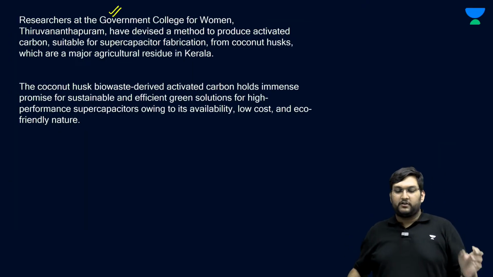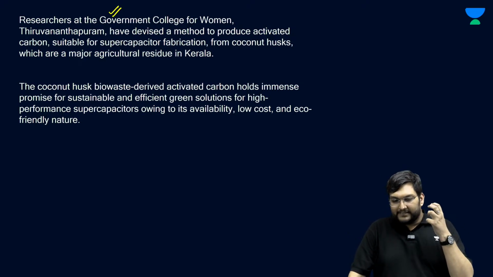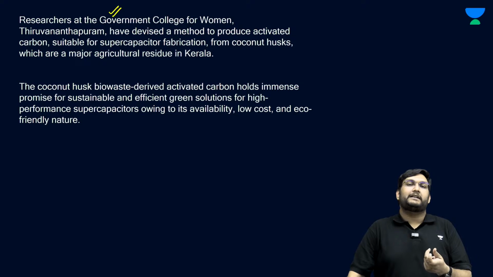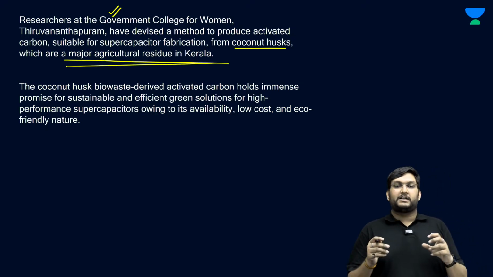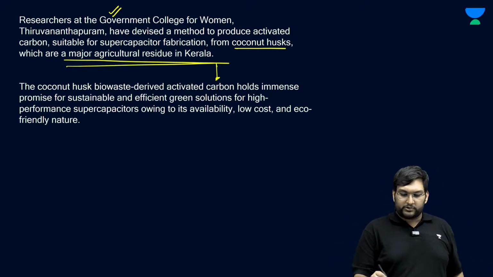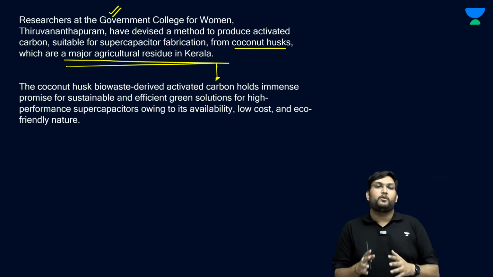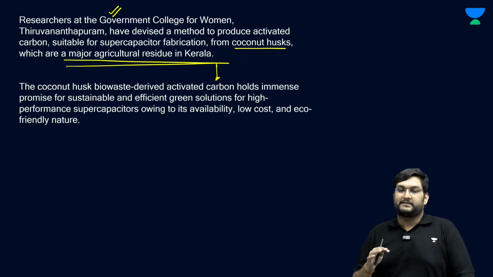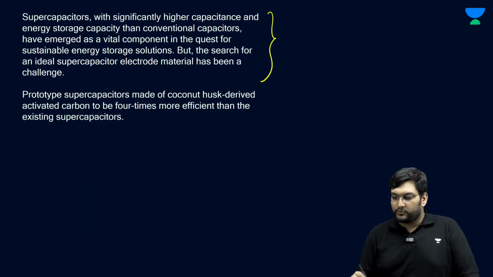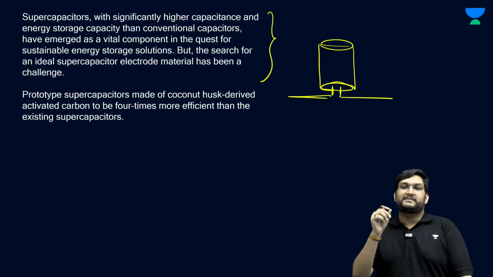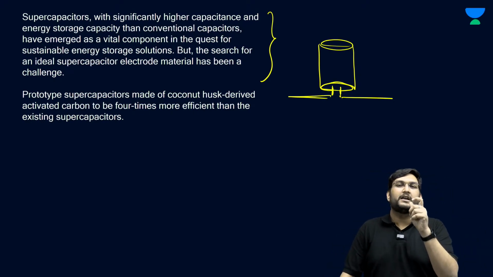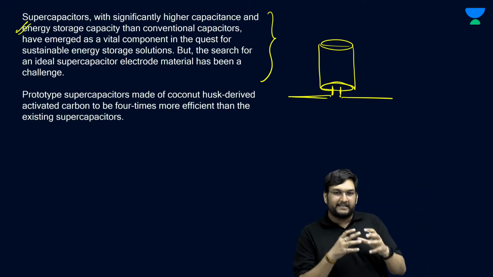So the researchers at the Government College for Women, Thiruvananthapuram, have devised a method to get activated carbon out of coconut husks, which is one of the biggest agricultural residues of Kerala, and which can be turned into low cost, readily available, eco-friendly carbon for supercapacitors. Now, what is a supercapacitor? You would have seen this for sure in a lot of devices in your houses. This is called a capacitor. A small capacitor can hold electricity for a small period of time. However, a supercapacitor has the capacity to hold electricity and energy for a very long time.